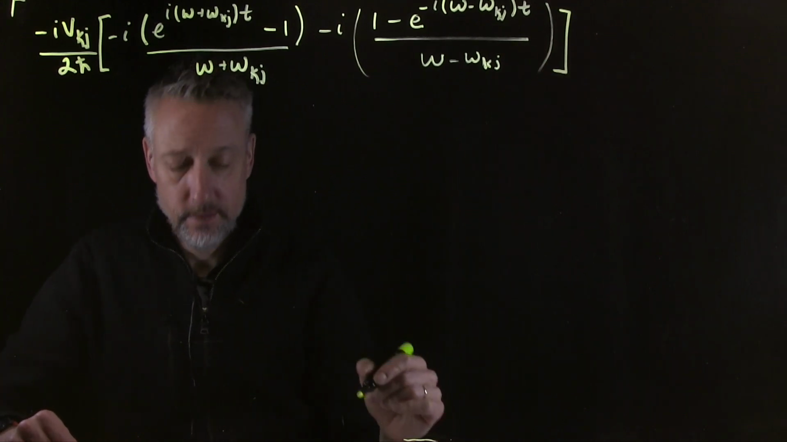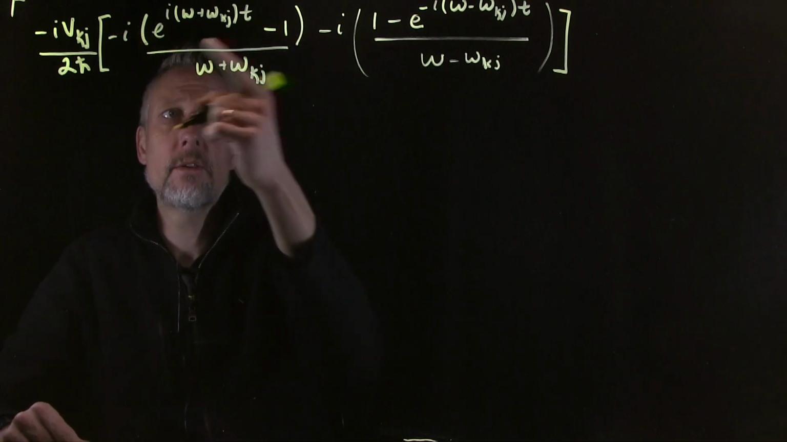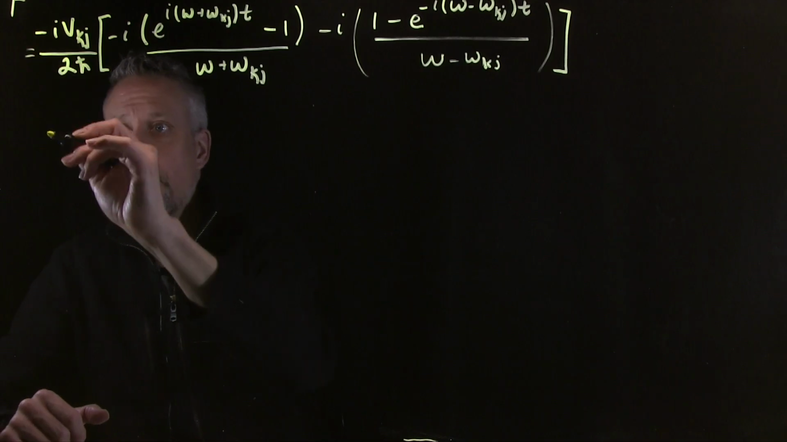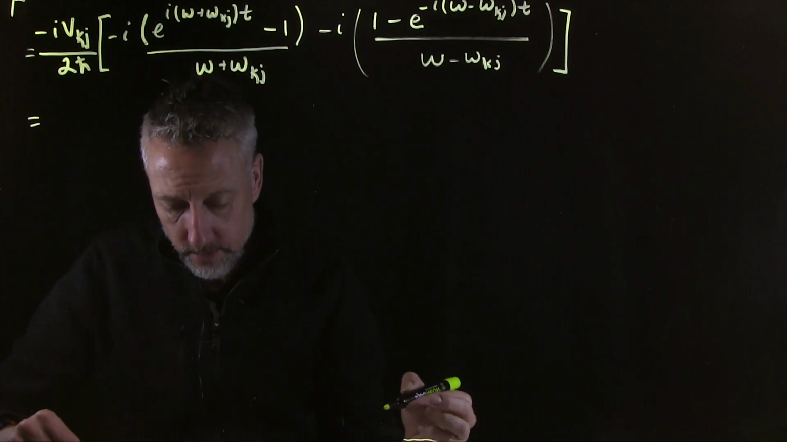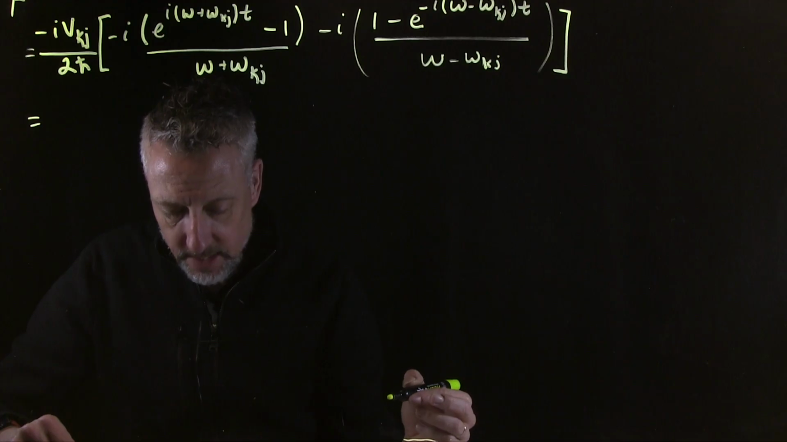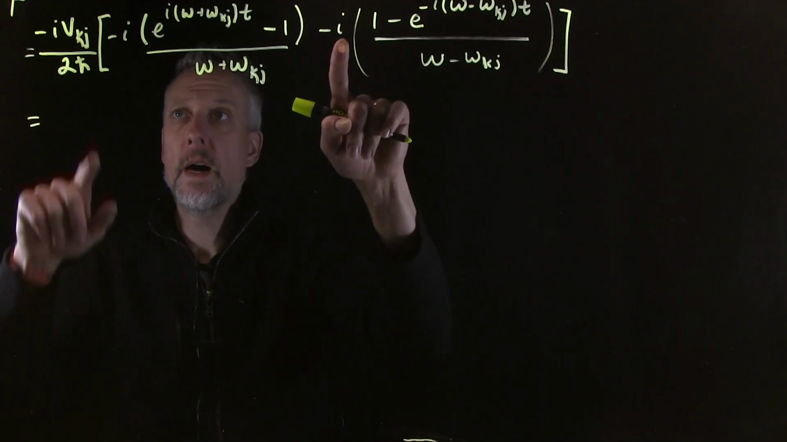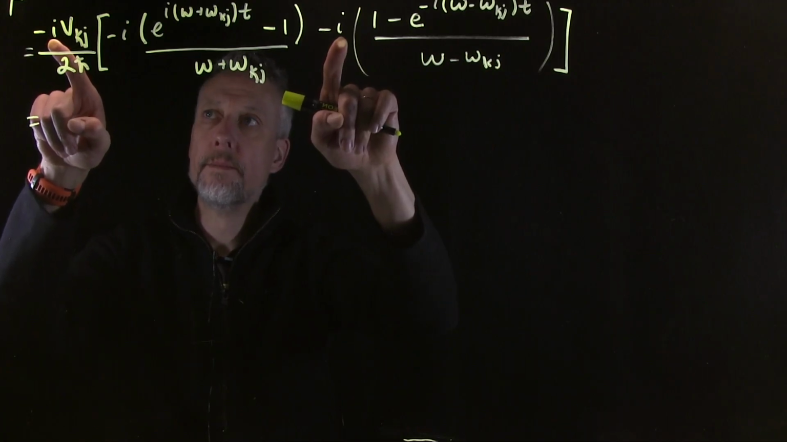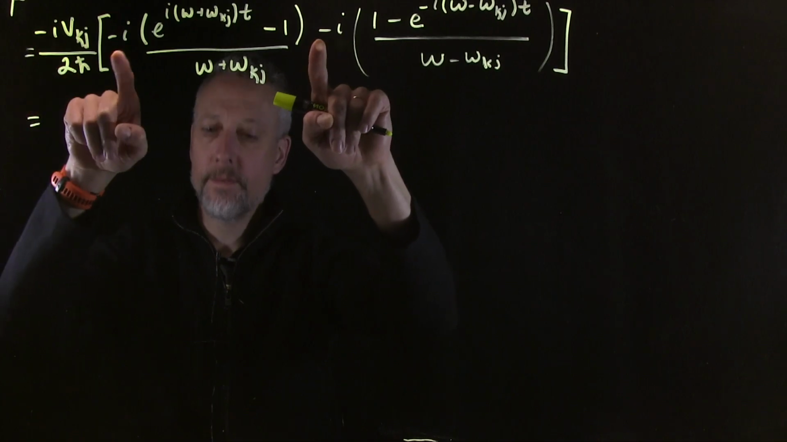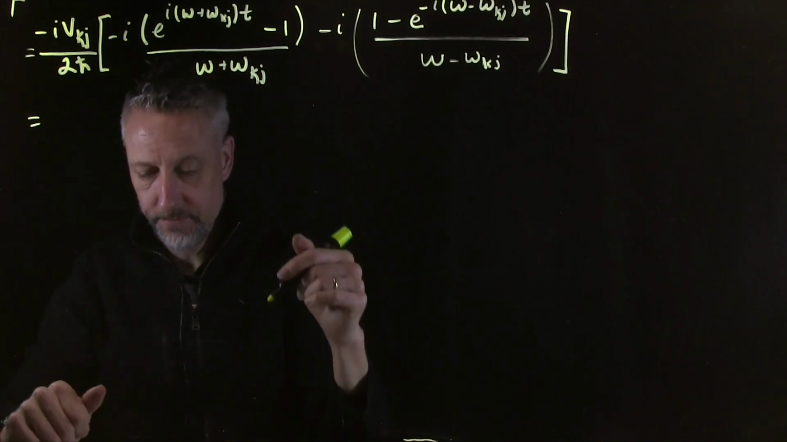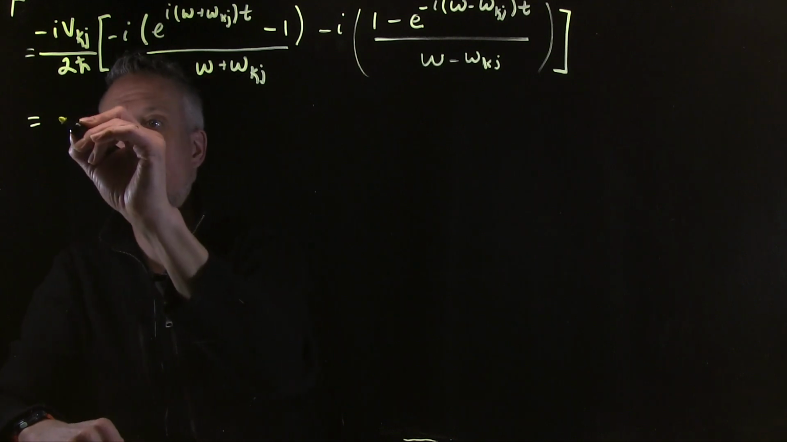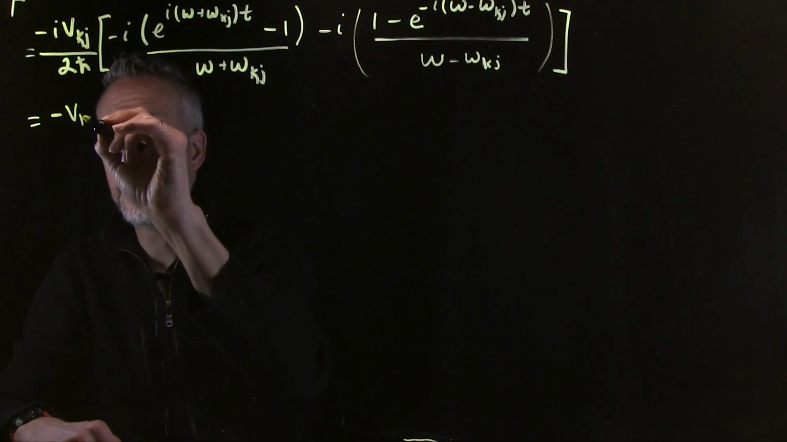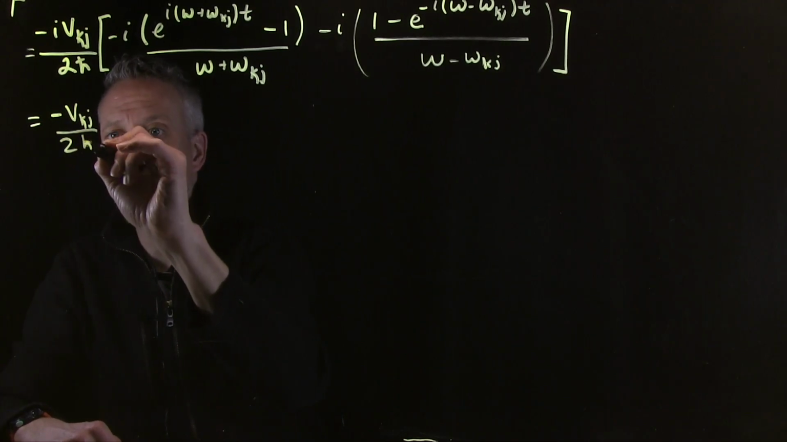All right, good. So now what we do is we take out that factor of i. So we're going to have i times all this stuff. That's going to get rid of the i's and give us just a minus sign, so i times i will be minus 1. There's already a minus sign there. Take out these minus signs, and we'll take the minus sign out to the front. So that gives us an overall minus V_kj over 2 h bar.